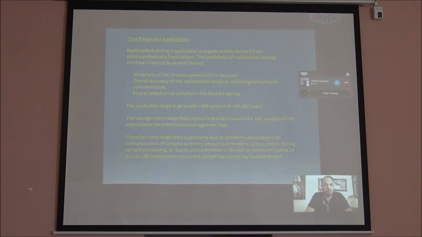The younger time range limit stems from the increase in the carbon-14 content of the atmosphere reported in modern age readings. The older time range limit is primarily due to problems associated with contamination of samples with tiny amounts of modern carbon, either due to sample processing, or due to contamination in the soil or sediments, or due to carbon-14 produced in situ in the sample by cosmic ray bombardment.